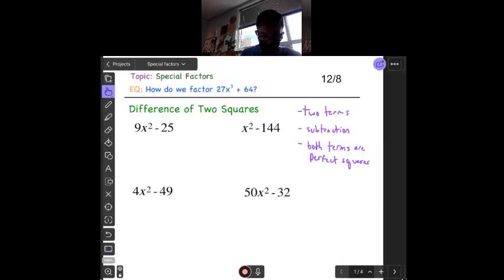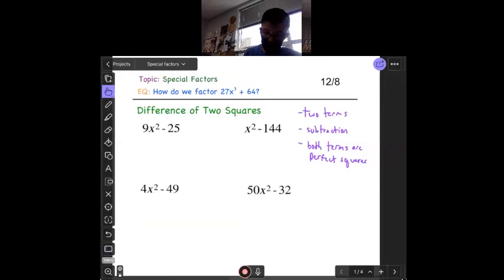So if a problem meets these criteria, we can do this in a faster way. Okay, so are there two terms? Is there subtraction between them? And then are both terms perfect squares? Okay, so as I look at this first problem, two terms, obviously, there's subtraction between them. And then is 9x squared something times itself, right? What would I multiply by itself to get 9x squared? Is 25 something times itself? What would I multiply by itself to get 25? If it checks all those boxes, which this does, we can factor it very, very quickly.